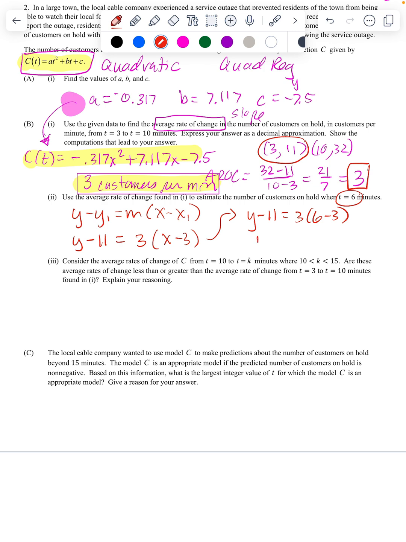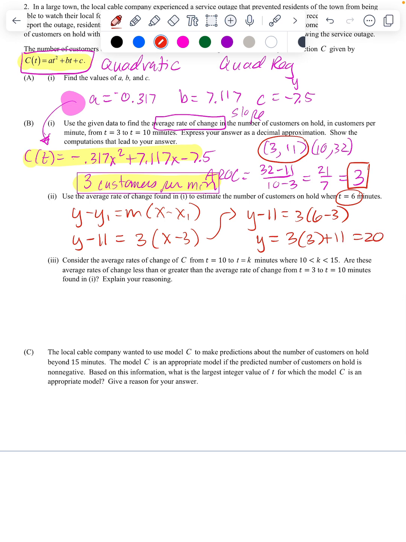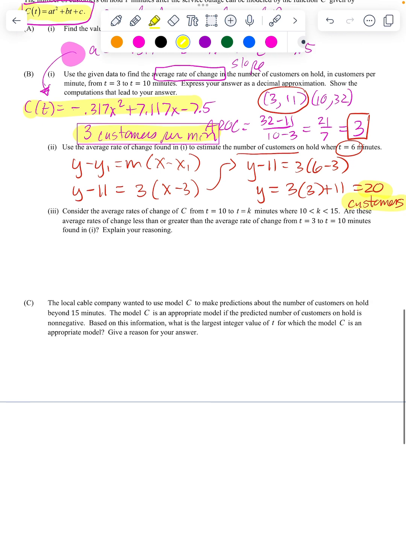And so to solve for y, I'm just going to have 3 times 3 and then add that 11 over. So I'm going to end up with, and it says use the average rate of change to estimate the number of customers. So I would say 20 customers. So approximately 20 customers should be on hold after 6 minutes.